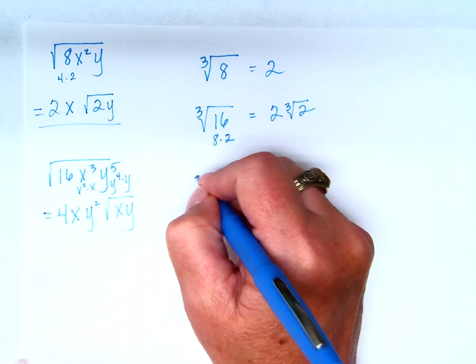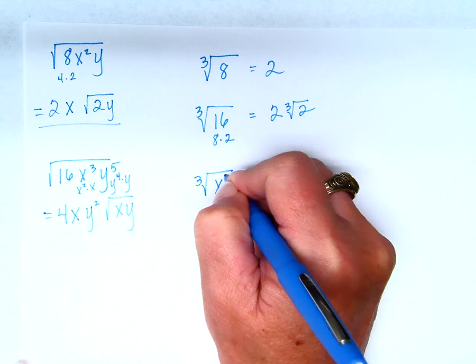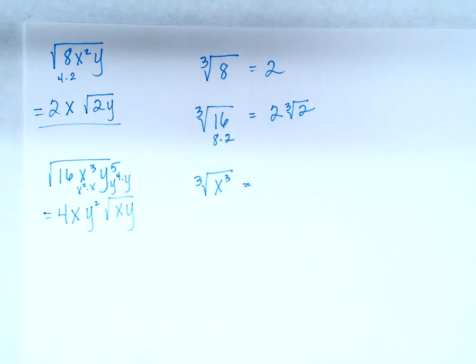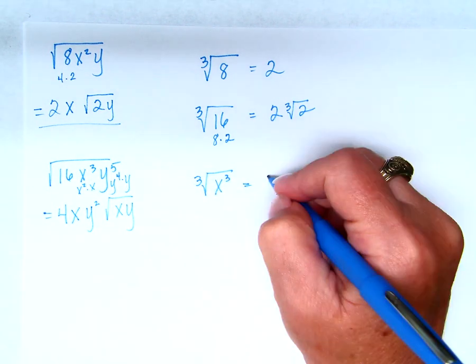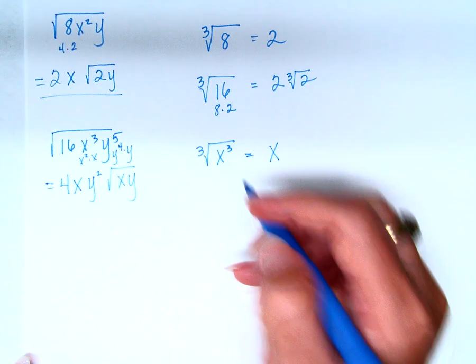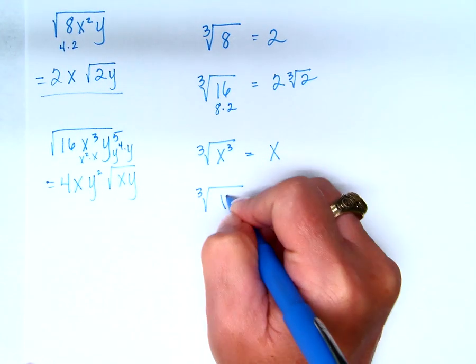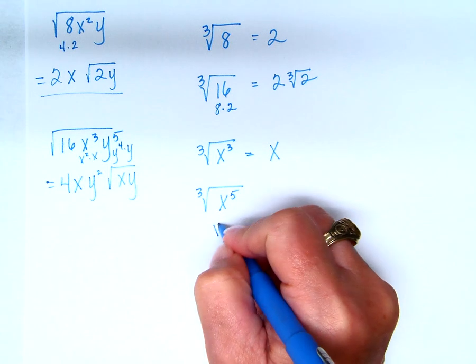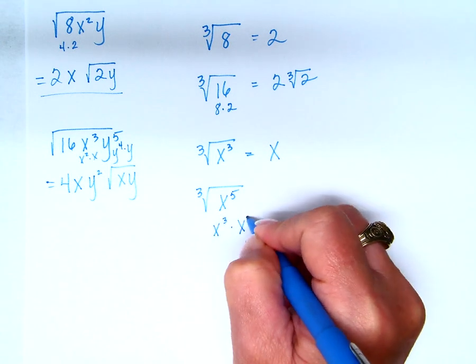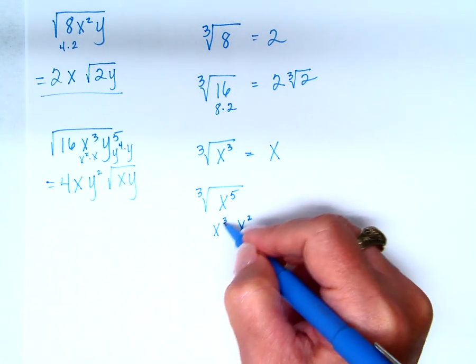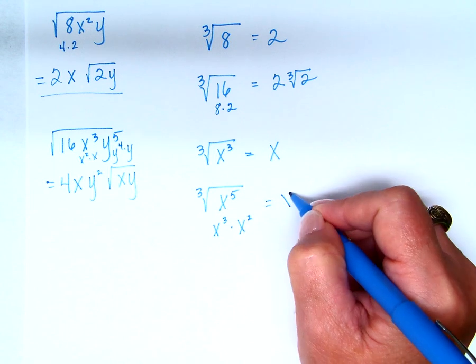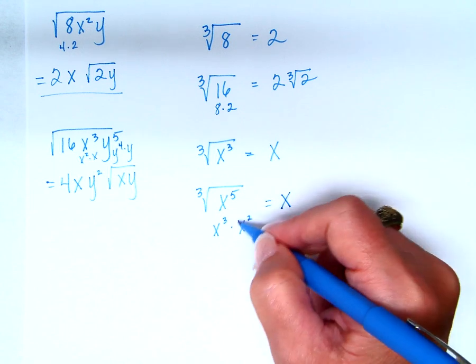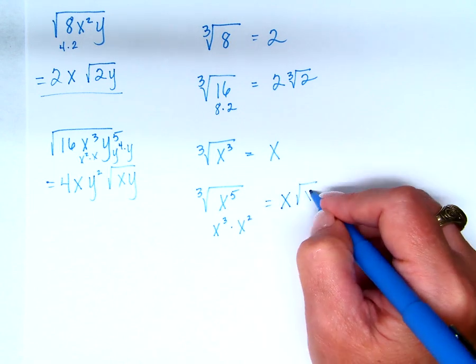So what about the cube root of x cubed? What's that? X. And what's the cube root of x to the fifth? I could either say x cubed times x squared, and I know the cube root of x cubed is x. And what do I do with this? Leave it alone, right? Leave it underneath.